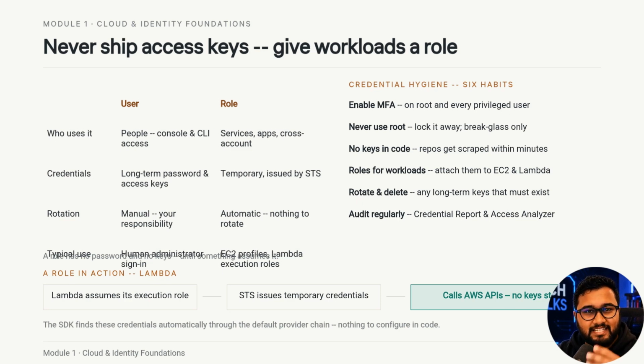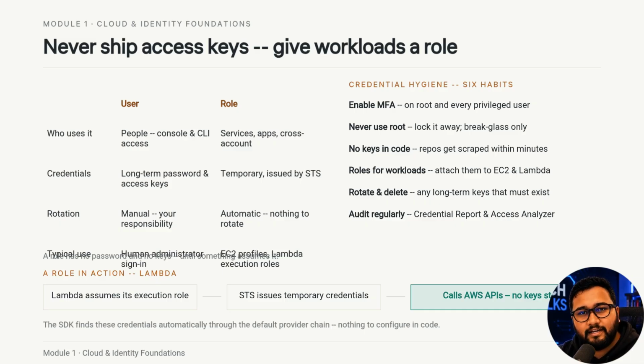Imagine a Node.js application running inside Lambda. Instead of storing AWS credentials in environment variables, you simply assign an execution role that allows reading from DynamoDB. The SDK automatically authenticates using temporary credentials. No secret keys, no credential rotation in code. Workloads should authenticate using IAM roles, not long-term access keys.